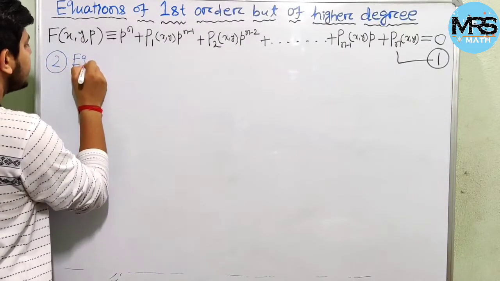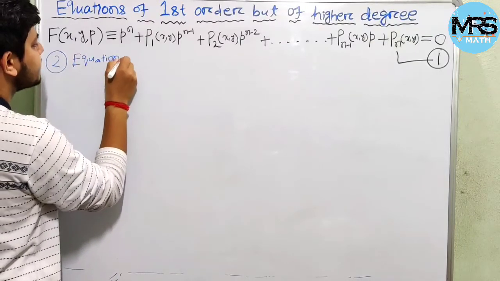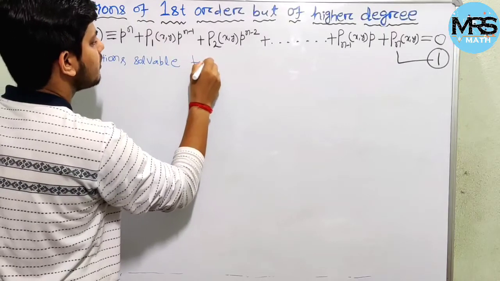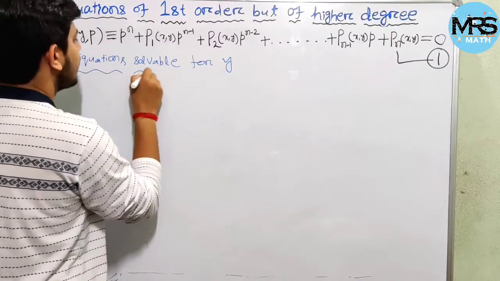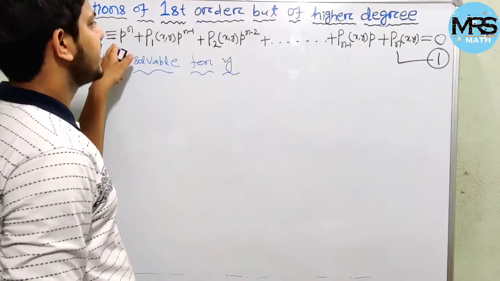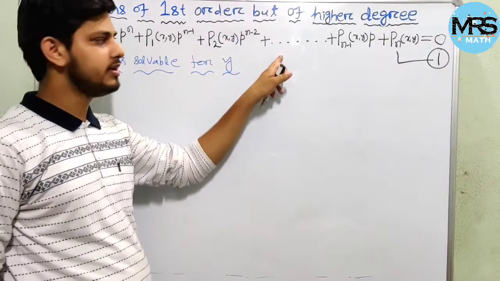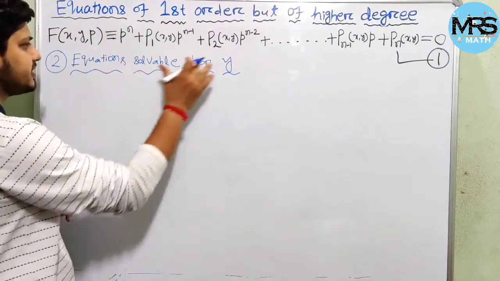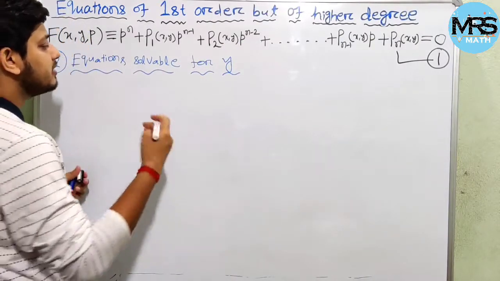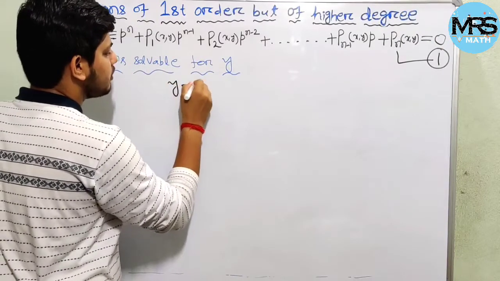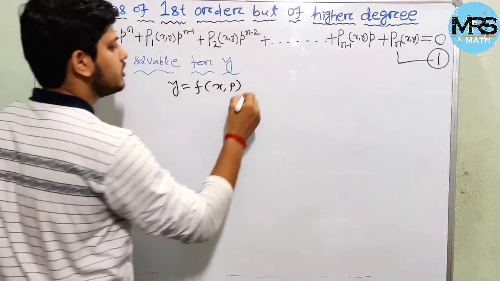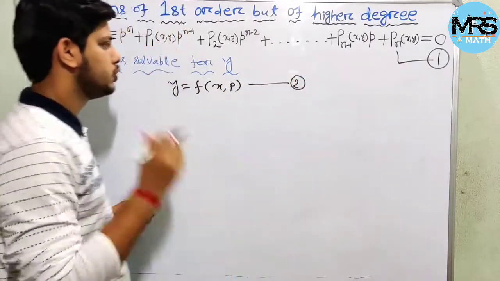Equations solvable for y. So this is our general form of a first order higher degree differential equation. If this equation is solvable for y, then what can we write? We can write y equal to some f of x comma p. Let us take this as equation number 2.